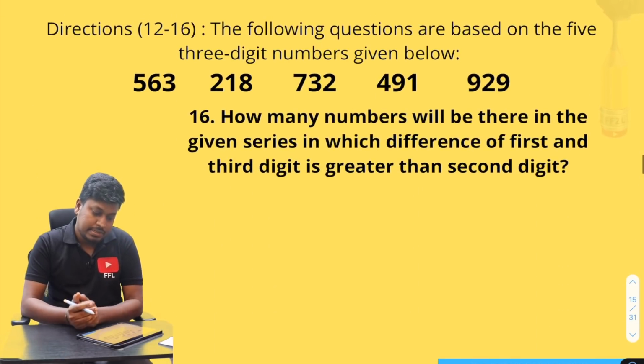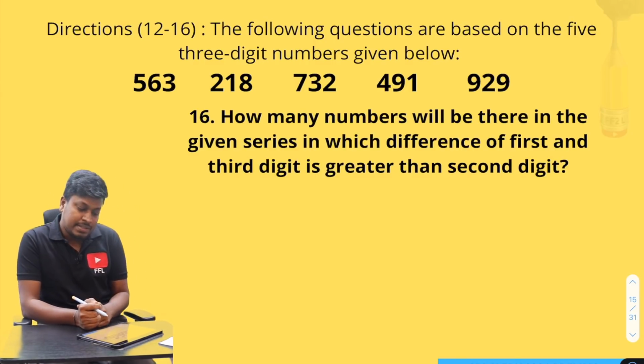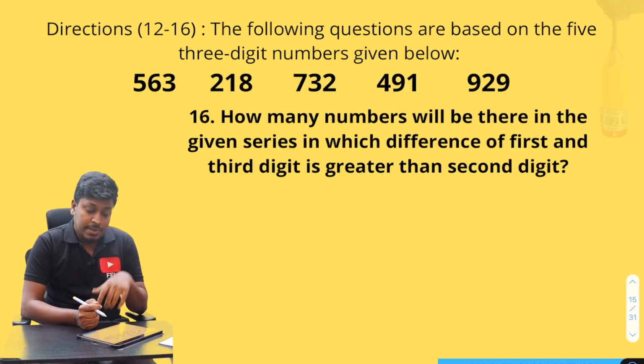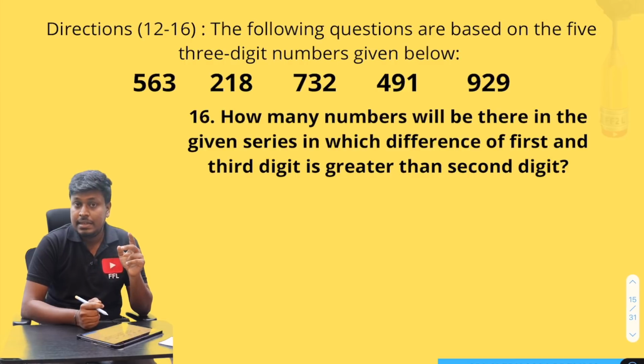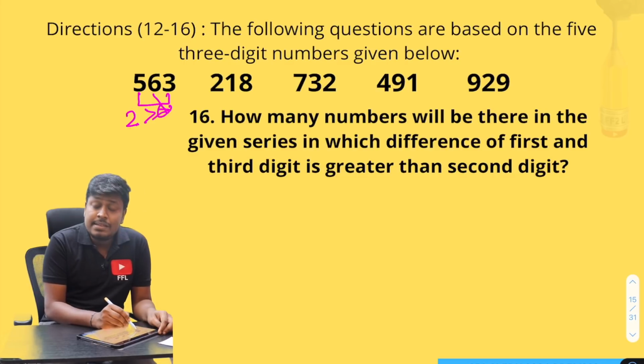So next question is the 16th question. How many numbers will be there in the given series in which the difference of the first and the third digit is greater than the second digit? See, we need to find the difference of first and third. That number should be greater than the second digit. So 5 and 3, what is the difference here? The difference is 2. So 2 is not greater than 6. 2 is less than 6. So we should not consider this series, right?